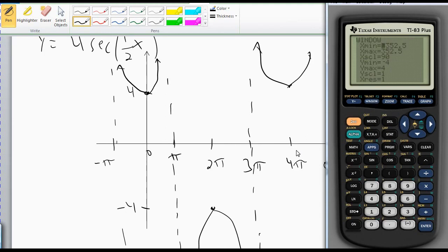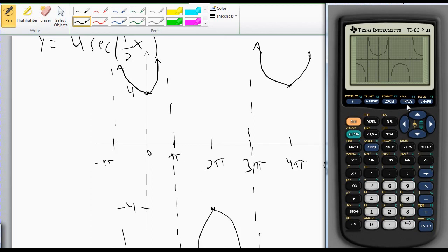4 pi is the same as 4 times 180. So let's do our max as 4 times 180, which is 720. And then our y min, we don't make it negative 4. Let's just make it negative 20. I didn't put my negative sign in. And then the y max, let's make it a positive 20. Now you can see it. You can see the asymptotes. The graphing calculator actually draws in the asymptotes.